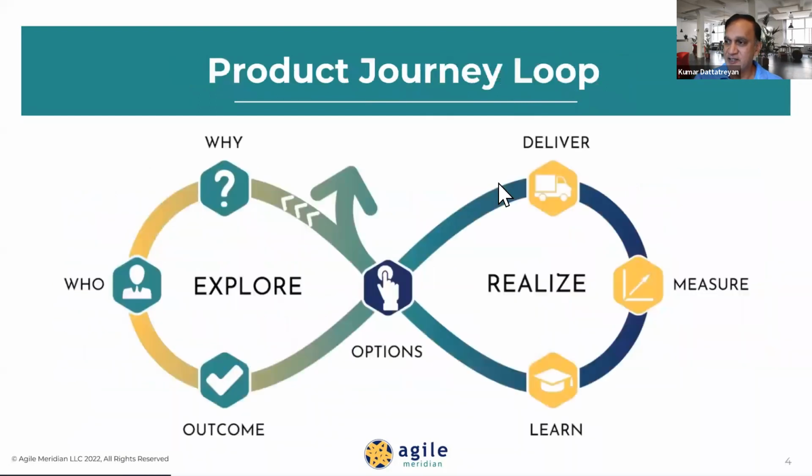All right, as I mentioned, we use impact mapping in our course, and when you zoom out and look at impact mapping, it maps to our product journey loop. This is our creation, if you will, and the way we see product development. It starts with defining the why. Why is it that you're going to be building this product?